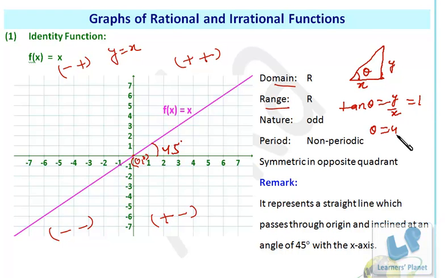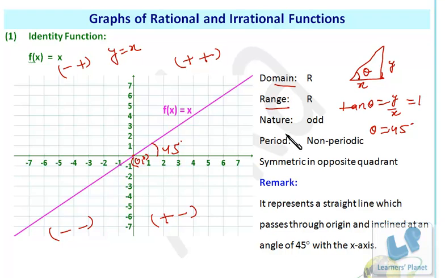So in that case, theta will be 45 degrees, right? Here the values of y and x are the same because y is equal to x. That means this angle must be 45 degrees. So this line will make an angle of 45 degrees with the x-axis, with the positive side of the x-axis, right?